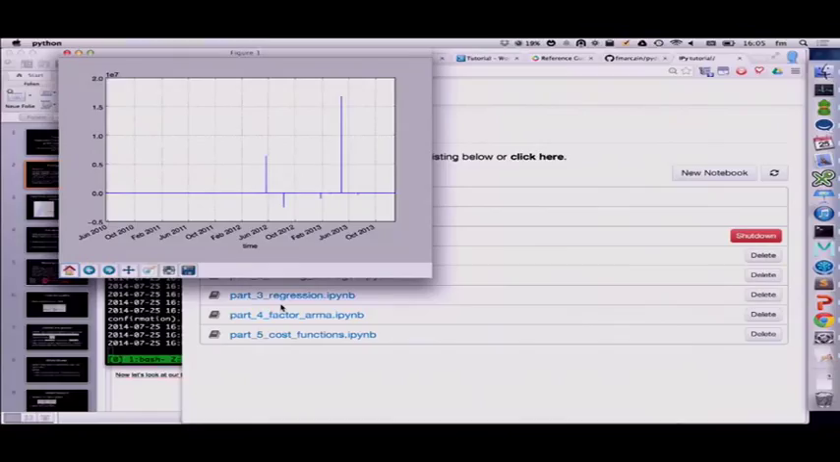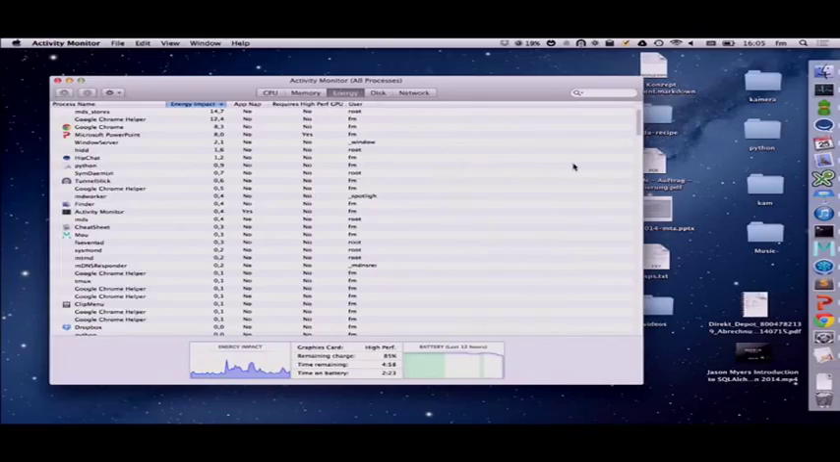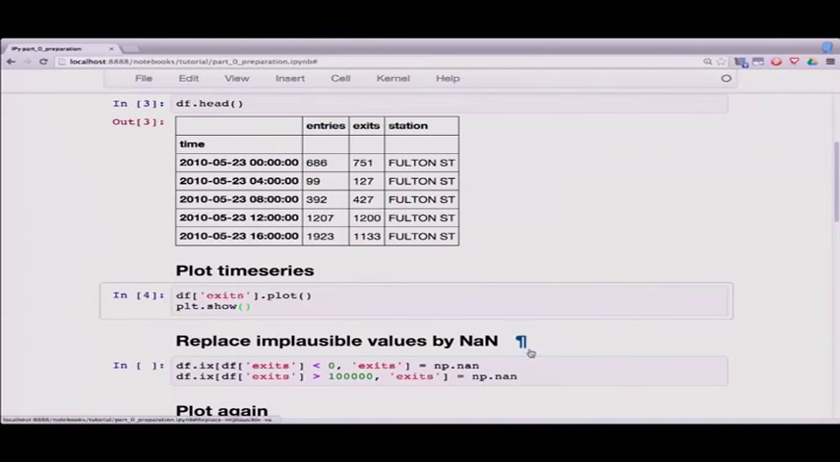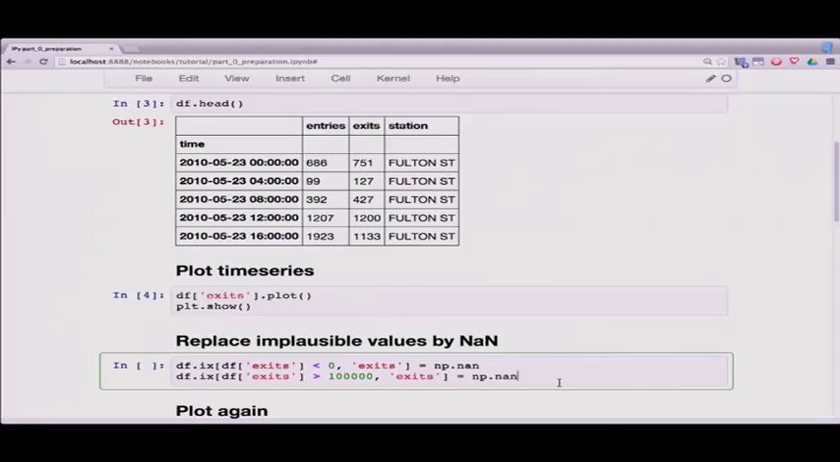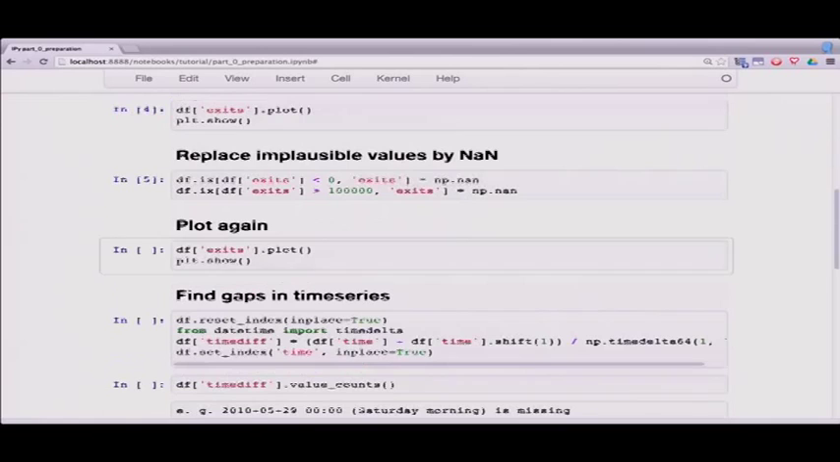okay, we see, oh, what's that? We've got some spikes at nearly 2 million exits or entries at a time. That's really, really bad. So it seems we've got a data problem. Okay. So we replace those implausible values. No one has millions of exits in an interval of 4 hours. And we are putting in another number. So let's do that. Okay, and plot again.